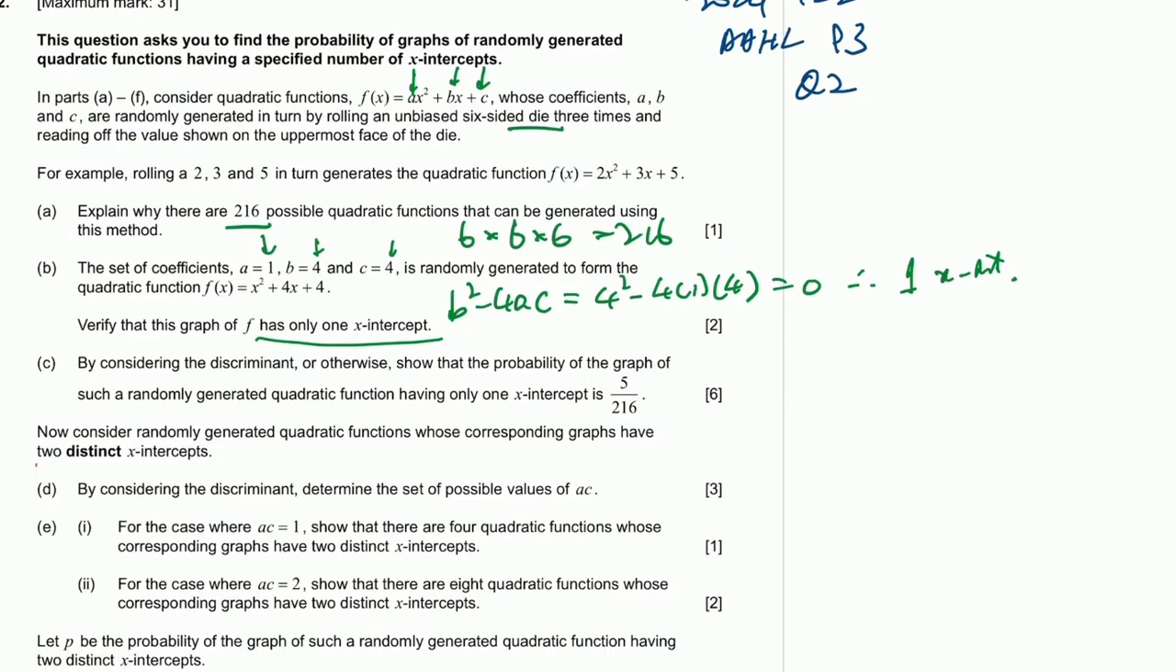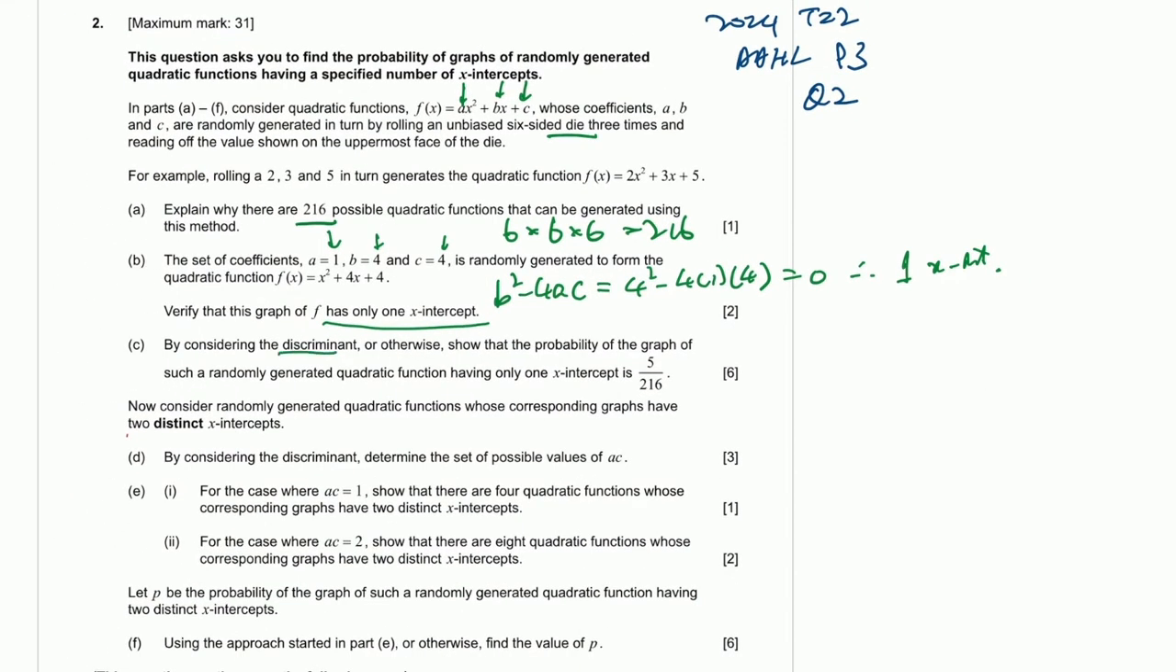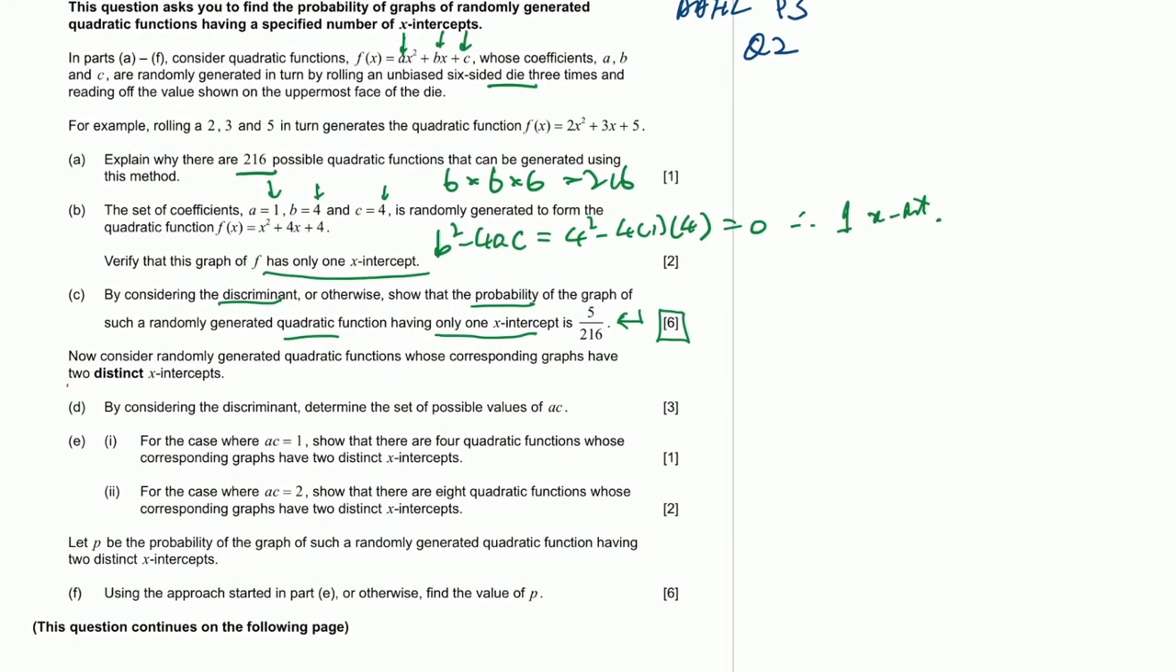So consider the discriminant, show that the probability that the graph of such a quadratic has only one x-intercept is 5 over 216. This is the beginning of the tricky part of this question. In some sense, they hint that you should use the discriminant. So you want b squared minus 4ac to be 0.